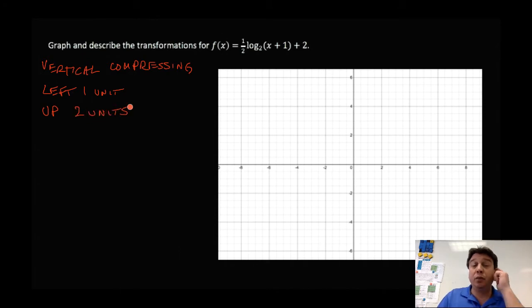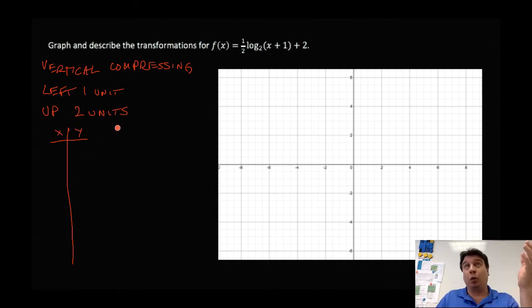All right, so let's choose some values so that we can go ahead and graph this. When we deal with logs, it's a little different than what we would do normally. I have to make sure that what I have here is a multiple of 2, like 2 to some power. Just to refresh our memory, log base 2 of 2 is 1.